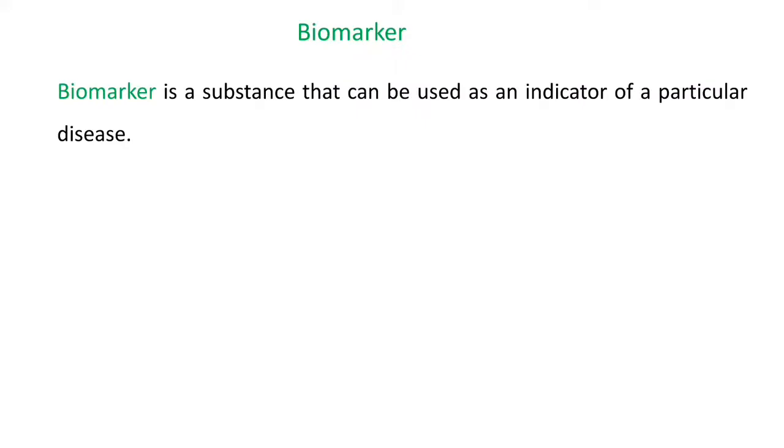Now we will discuss biomarkers. What is the definition of a biomarker? A biomarker is a substance that can be used as an indicator of a particular disease. Cardiac biomarkers, cardiac profile markers and cardiac tests are all the same. A biomarker is specific to that particular organ only, so if disease comes, the level of that biomarker increases in the blood.